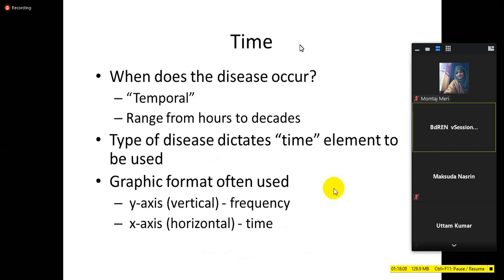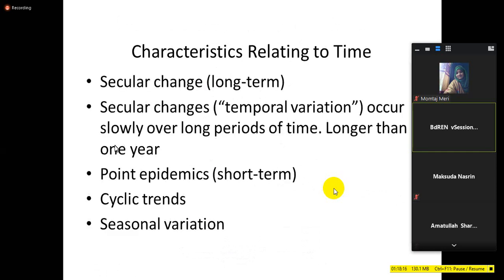So as I said, in course of time, we can categorize disease occurrence in 4 categories. One is when trends change over a long time, called secular changes. Another is point epidemics, when the changes happen within a very short period of time. Third is the cyclical trend, when it goes up and down. And the fourth category is seasonal variation, meaning some diseases are more common during summer and less during winter, or vice versa. Some diseases are common during winter, less common during summer.